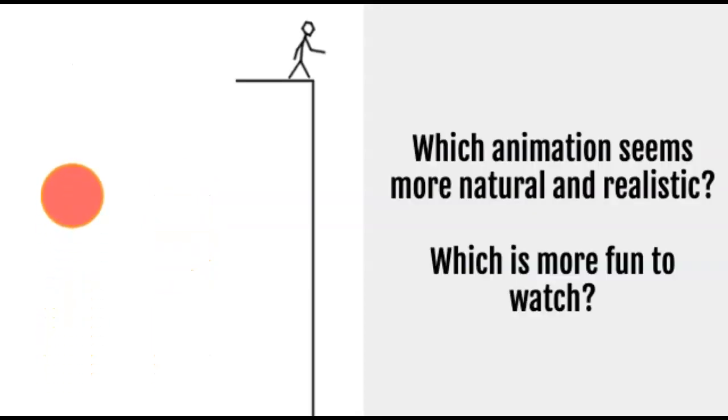Compare these two animations and ask yourself these questions. Which animation seems more natural and realistic, and which is more fun to watch? The animation that has the person dropping the ball off the ledge looks like it belongs in a cartoon and might have a story to go along with it, while the bouncing ball we created on the left looks very unnatural. We're going to change that right now by applying the slow in and slow out principle.